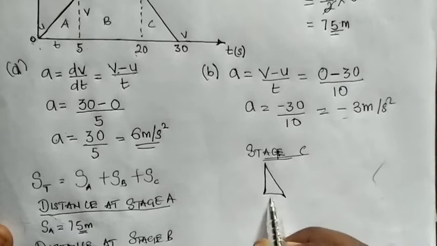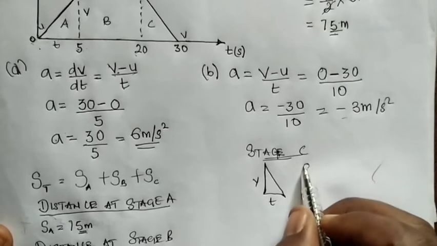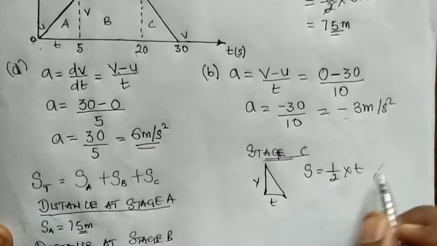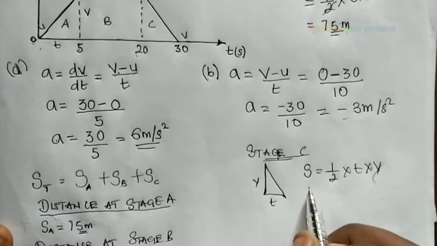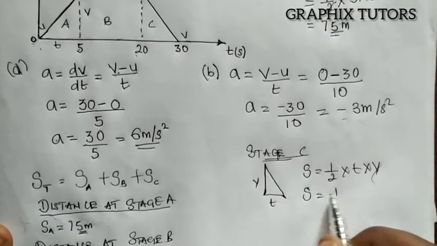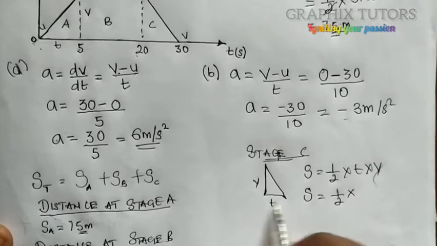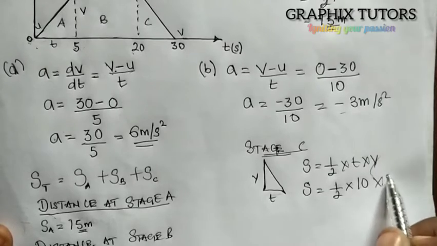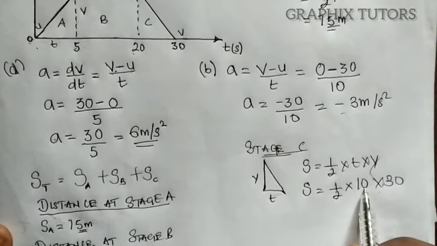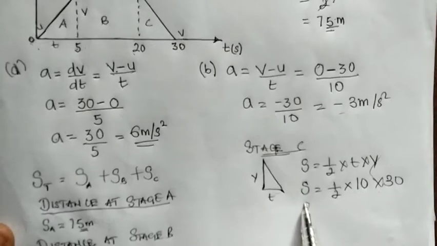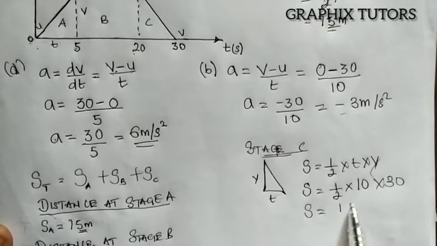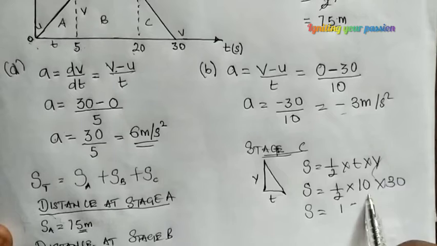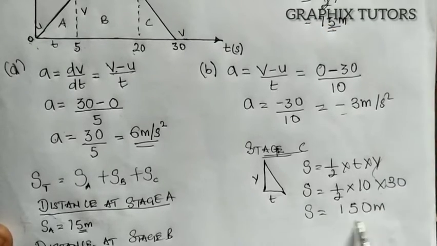So we know that this is T, this is V, and the area is the distance, which is equal to what? Half base. The base here is T times height, which is V, right? So my x here will give me 1/2 multiplied by the T, which is the base, is 30 minus 20, and that is what? 10, multiplied by the V, which is constant, that is 30. So 2 in 10 is 5. 5 times 30 is 150. So x here is 150 meters. That is the distance at stage C.